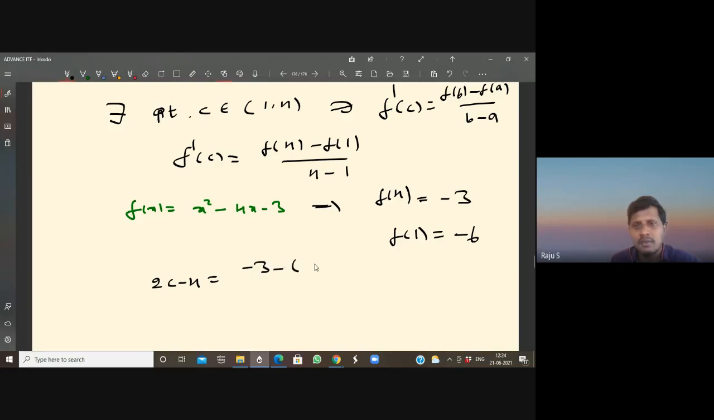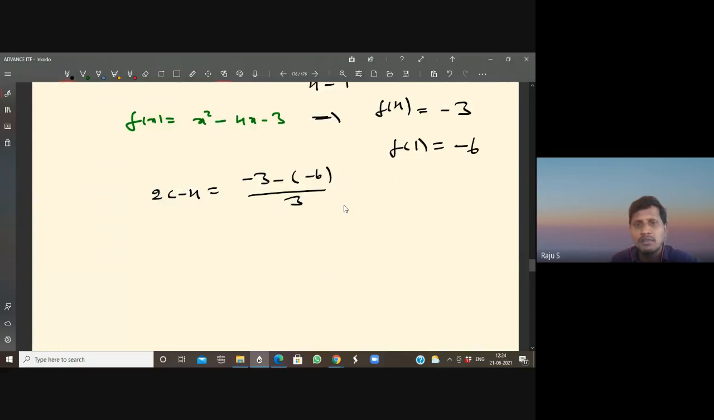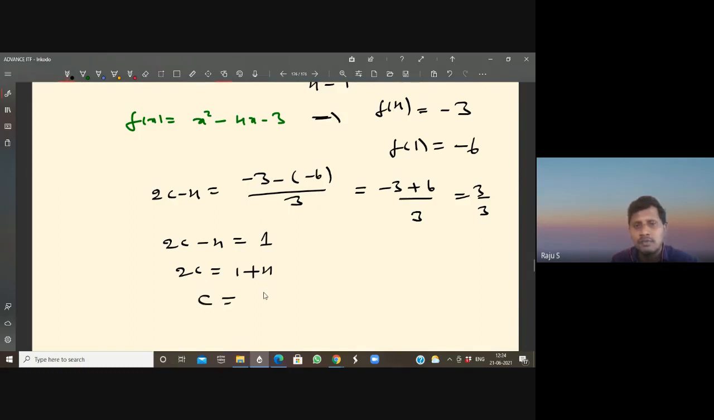Minus of f of 1 value, which is minus 6, by 4 minus 1 is 3. I substituted these values here. Then minus into minus here. So it is clearly equal to minus 3 plus 6 by 3, that is equal to 3 by 3, that is equal to 1. 2c minus 4 is equal to 1. So 2c is equal to 1 plus 4. C is equal to 5 by 2, nothing but 2.5.